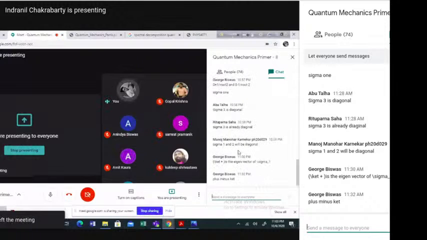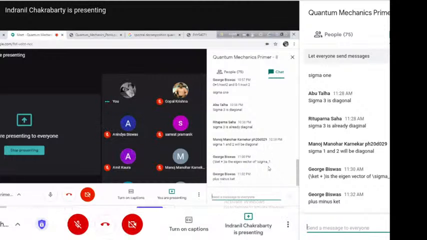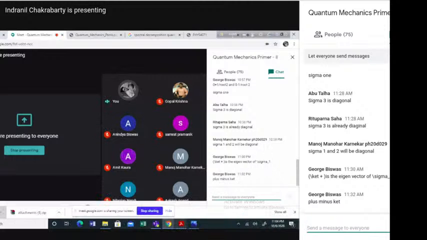Okay, so somebody says sigma 1, sigma 2 will be diagonal plus. Yes, plus ket plus is the eigenvector of sigma 1. George Biswas has written it, and he is absolutely right. Ket plus and ket minus will be the eigenvectors of this sigma 1.